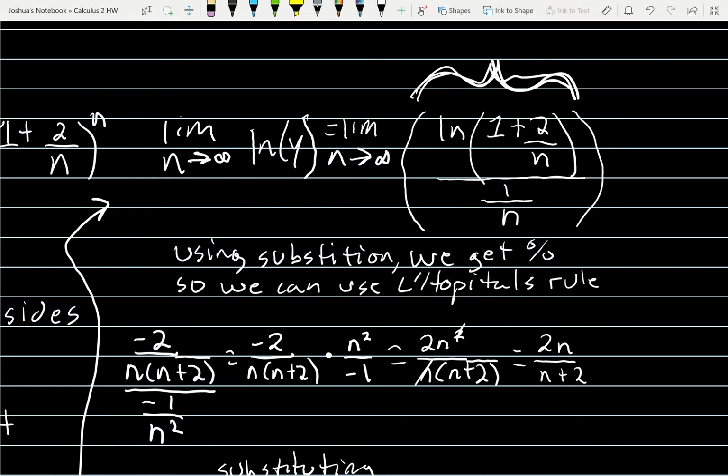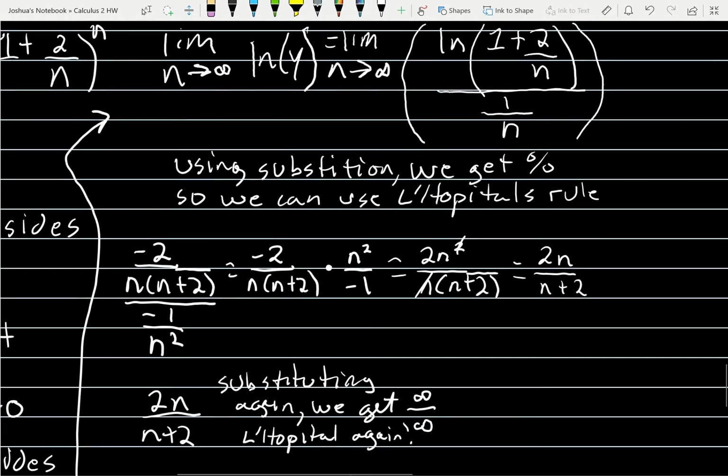But the cool thing with this is if I use substitution now, so we have 1 over n, well, if I make that infinity, 1 over a really big number equals 0. Okay, and then this is also going to be 0, which gives us 0 over 0, meaning we can use L'Hopital's rule on this. So that's what I'm going to do.